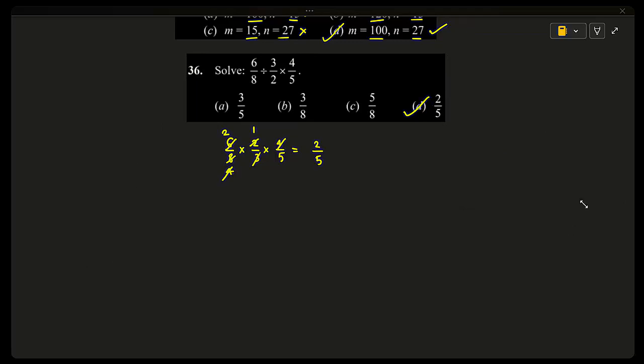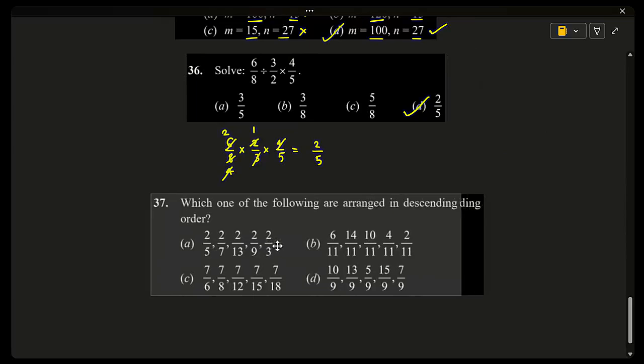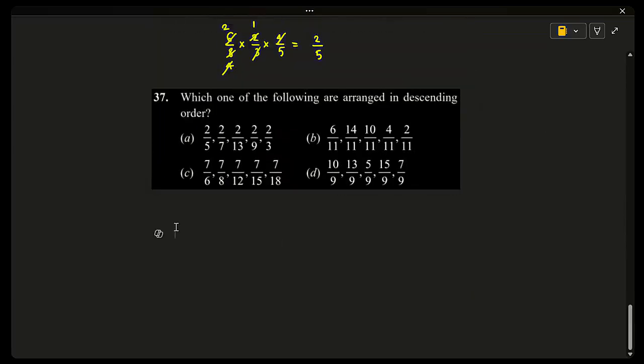37th one. Which one of the following is arranged in descending order? So descending order means we want from greatest value to smallest value. So here numerators are equal. If numerators are equal, then everything is opposite. The greater the denominator, the lesser the value. So I want from biggest to smallest, that means we have to start with the smallest denominator. But we didn't start from the smallest denominator. The smallest denominator is here. So option A is not in descending order.